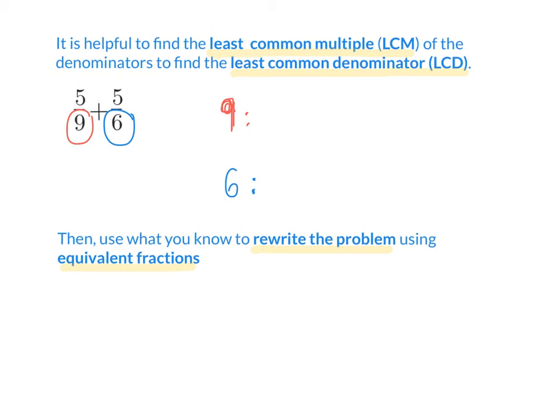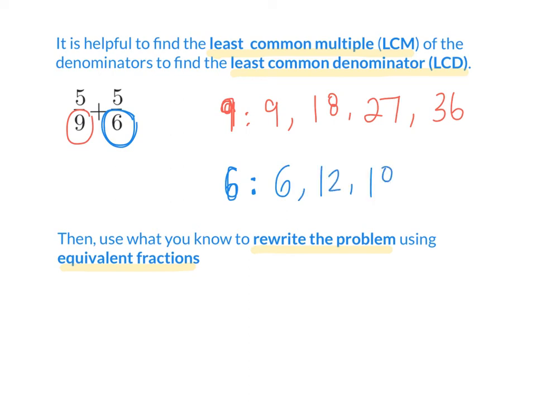Ready? Let's do it. 9. And then what? 18. Then what? 27. Then what? 36. Okay, let's stop there. My next denominator is what number? 6. So you're going to write out a 6 like this. The reason we write it like this is because we want to make sure that we know which multiples we're listing out. Now let's write out the multiples of 6 by skip counting by 6. Ready? Go. 6, 12, 18, 24.